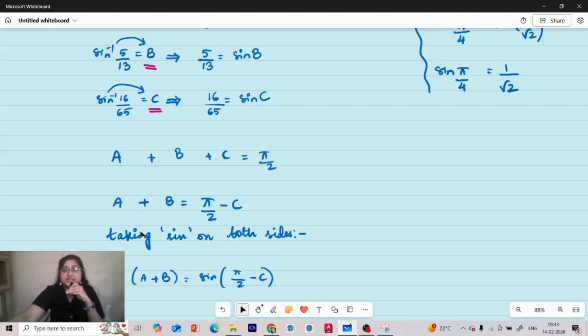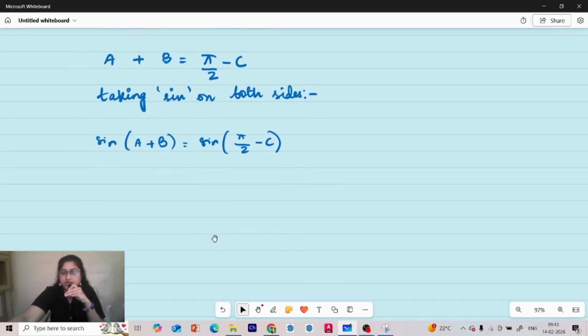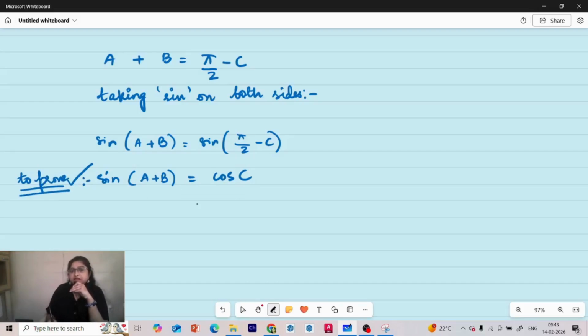Okay, what is sine 90 minus theta? cos theta. Here also it is the same. Sine of pi by 2 minus c should become cos c. So sine of a plus b is equal to cos c. So now if I can just prove this, I can easily say that my question is proved.